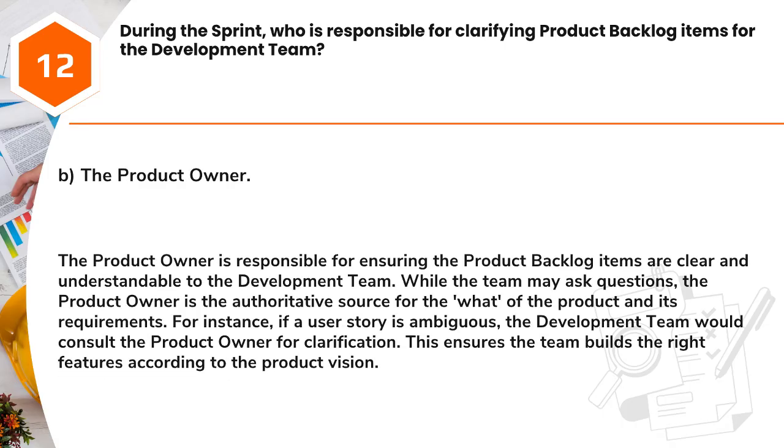Answer: B. The Product Owner. The Product Owner is responsible for ensuring the product backlog items are clear and understandable to the development team. While the team may ask questions, the Product Owner is the authoritative source for the what of the product and its requirements. For instance, if a user story is ambiguous, the development team would consult the Product Owner for clarification. This ensures the team builds the right features according to the product vision.